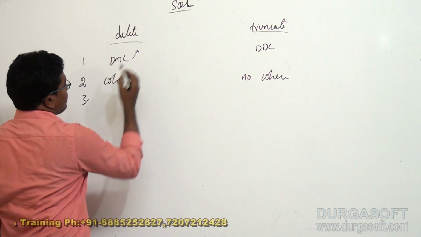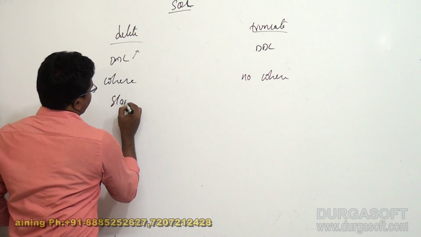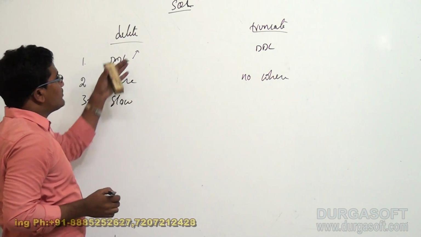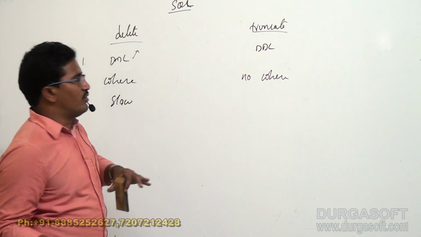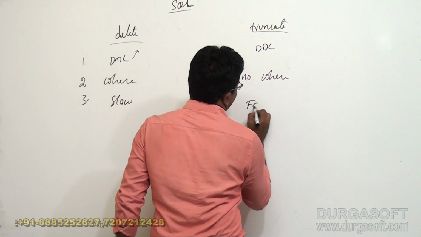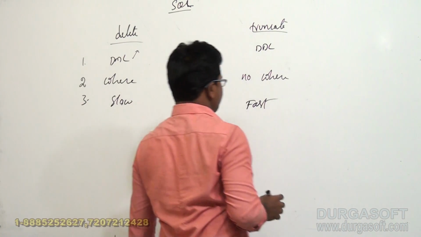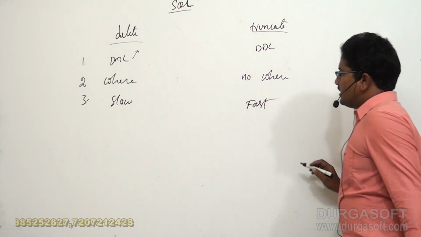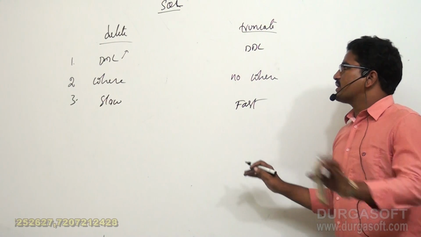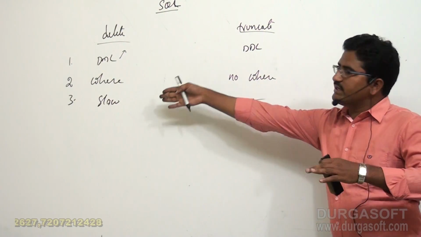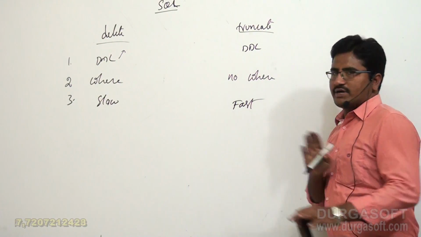Difference. We say that delete is slow. When we use delete, it works slowly, but truncate works fast. Why? Before discussing why it is slow and why it is fast, we'll see one concept now.